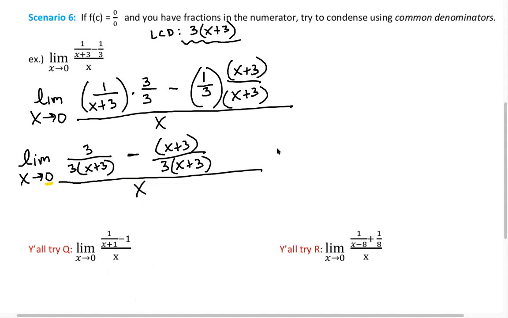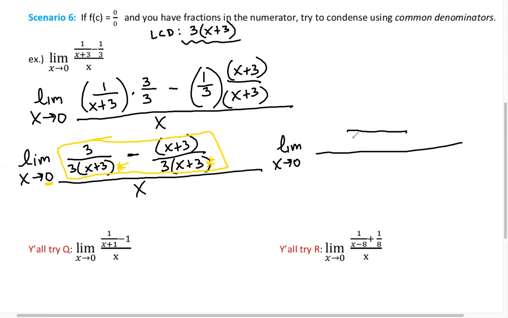So I'm going to do a rewrite, the limit as x approaches 0. Now we have our common denominators in this big numerator section, let me box it in yellow. Okay, we've got our common denominator. Just for this numerator section, let me put in my fraction bar. Within the entire fraction, the numerator fraction has a denominator of 3 times x plus 3. And now since we have common denominators, we can combine.